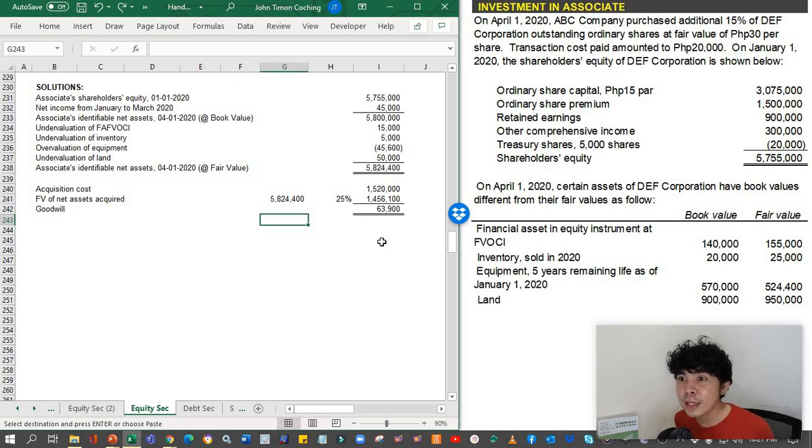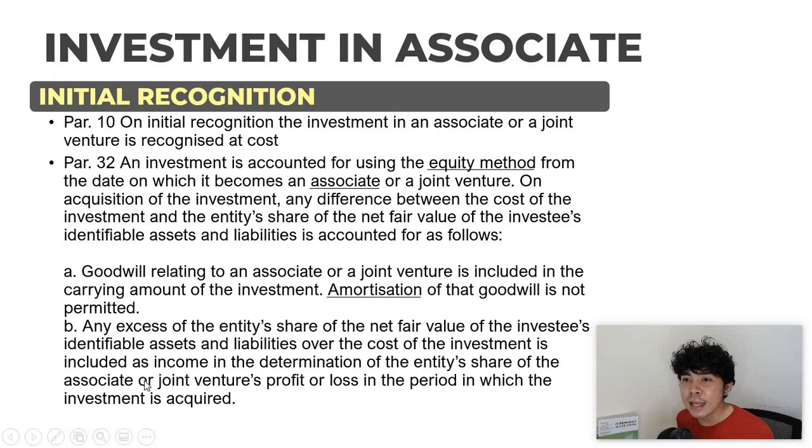At anong treatment daw kapag negative goodwill? So, kung babalikan natin, any excess daw of the entity's share of the net fair value of the investee's identifiable assets and liabilities over the cost of the investment is included as income. So, yung negative goodwill daw is part of the income in the determination of the entity's share of the associate or joint venture's profit or loss in the period in which the investment is acquired. So, ito yung treatment mo kapag negative goodwill. Pero since yung ating problem tayo ay goodwill, anong treatment sa goodwill? So, yung goodwill daw relating to an associate or a joint venture is included in the carrying amount of the investment.